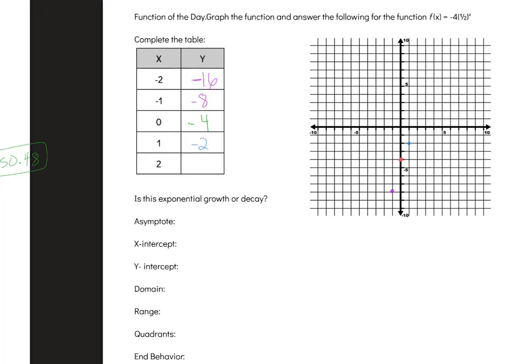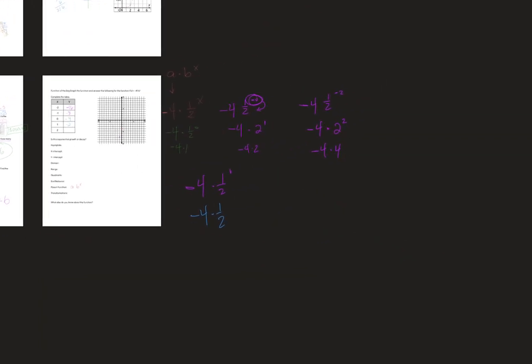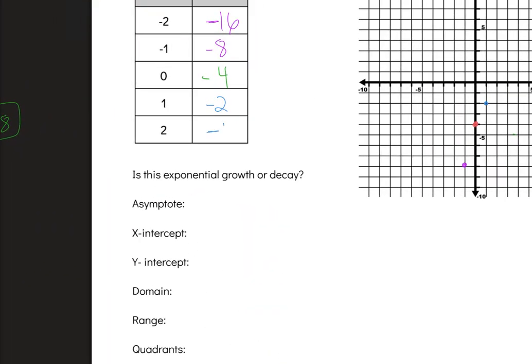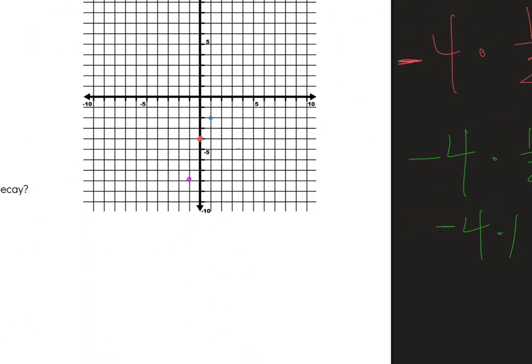And then now, I think you know what's about to happen. When we plug in 2, we're going to get negative 4 times 1/2 squared. That's negative 4 times 1/4. We get negative 1. So at 2, it's negative 1. I hope that you know it's approaching 0, right?